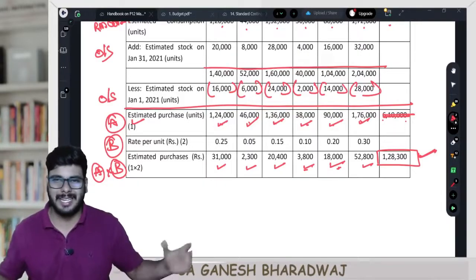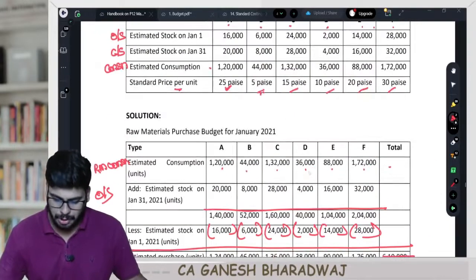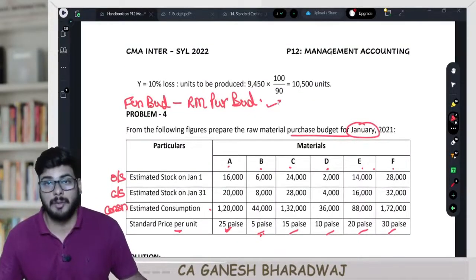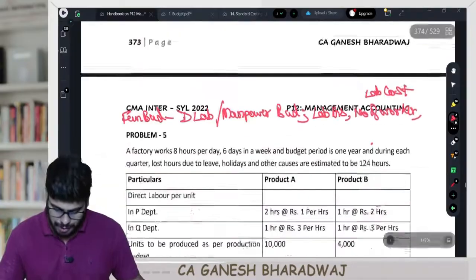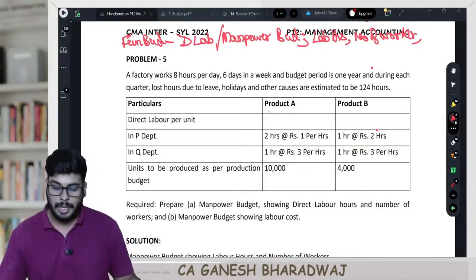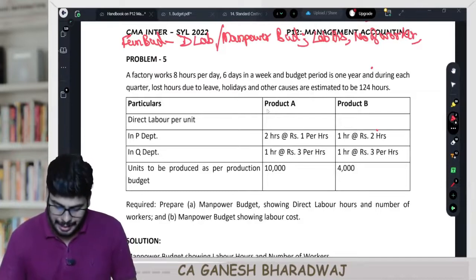This is exactly what this particular question talks about. And this question was about what? Functional budget with respect to raw material purchases. Now let's move on to the next question, right? So this question is regarding what? Your manpower or your direct labor budget.